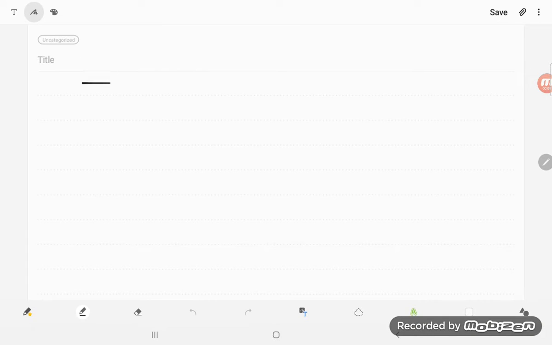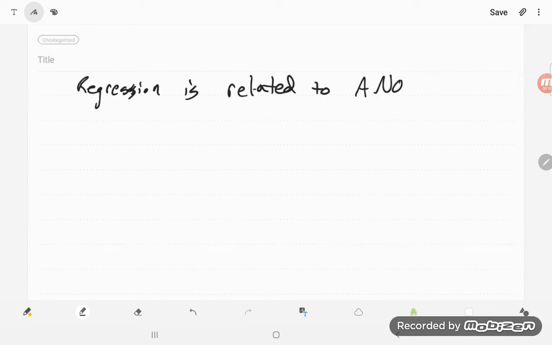All right, now what we'd like to do is look at how regression is related to ANOVA and chi-square.